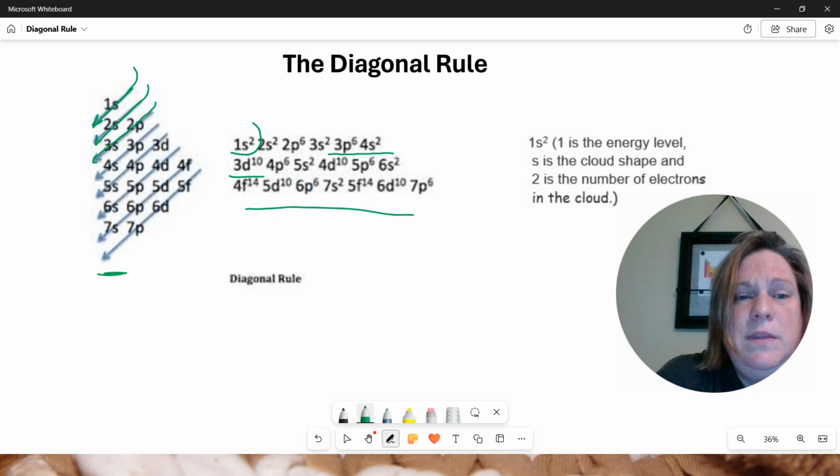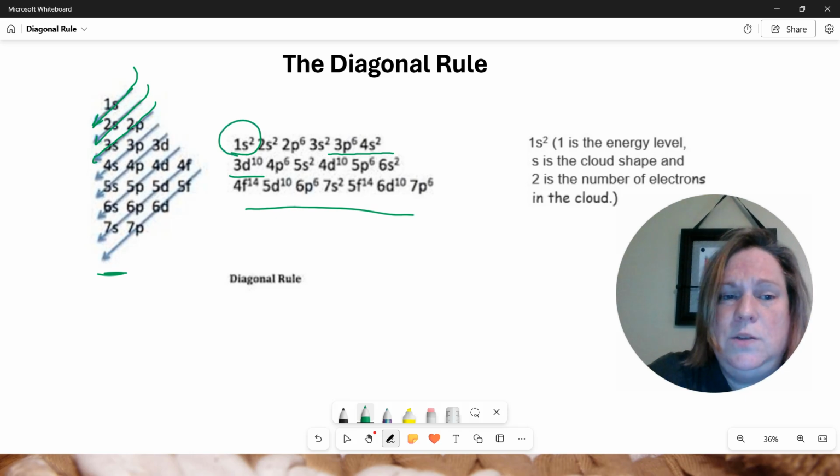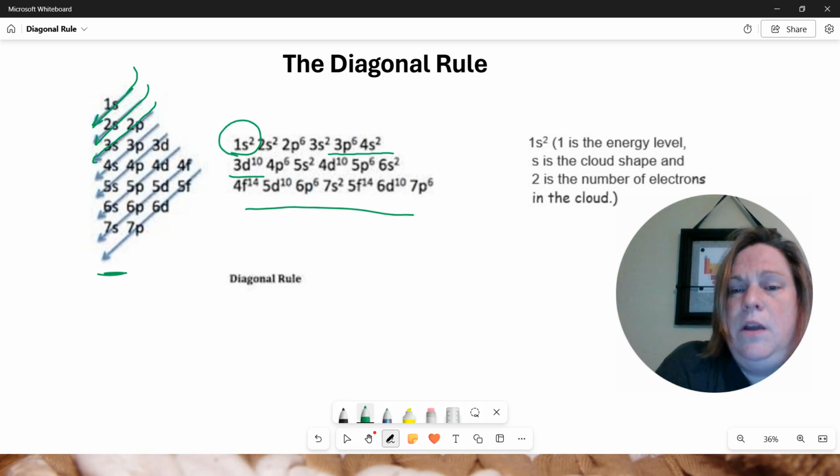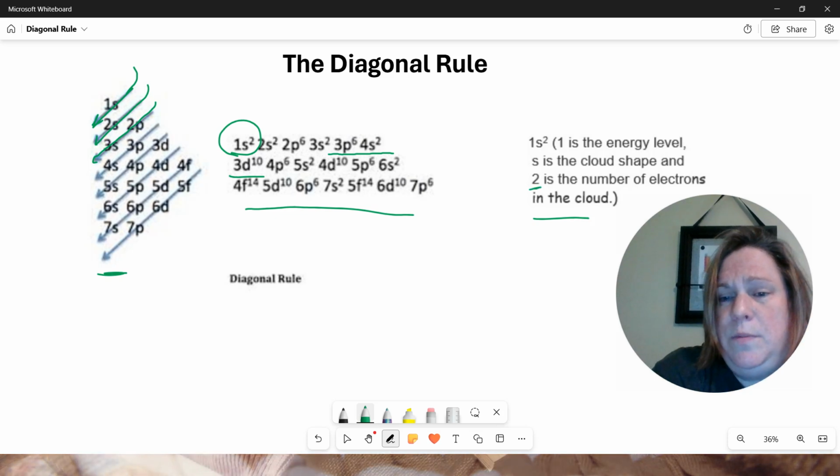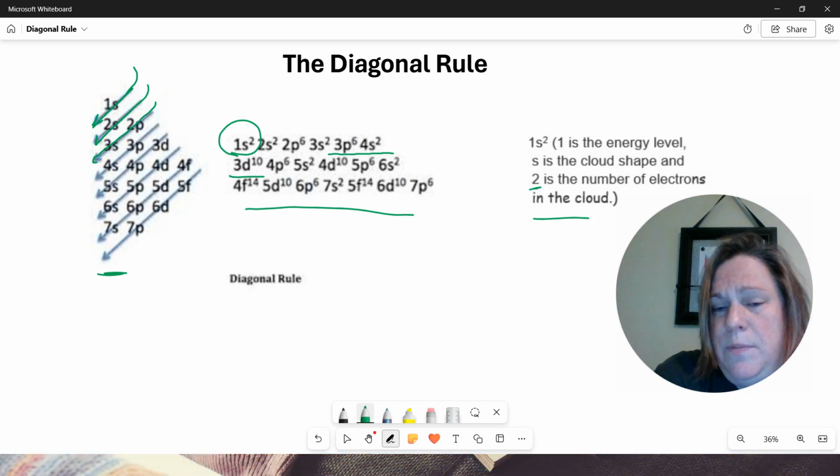Let's also talk about what this symbol means, 1s2. Over here I have that explained. The 1 represents the energy level. The s represents the electron cloud that the electron is found in. And the 2, the superscript 2, represents how many electrons are found in that cloud.